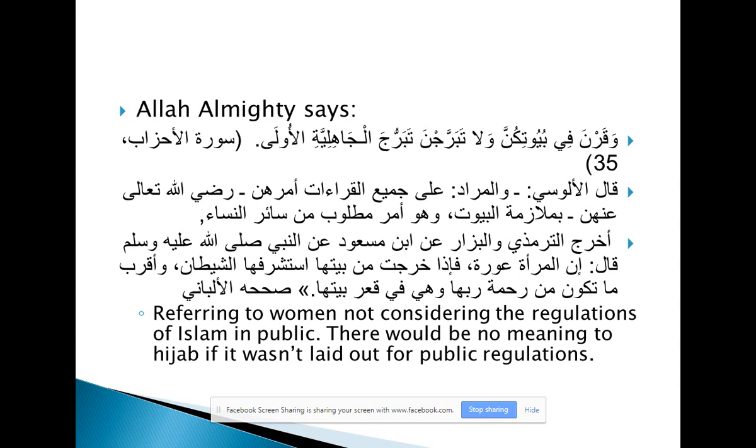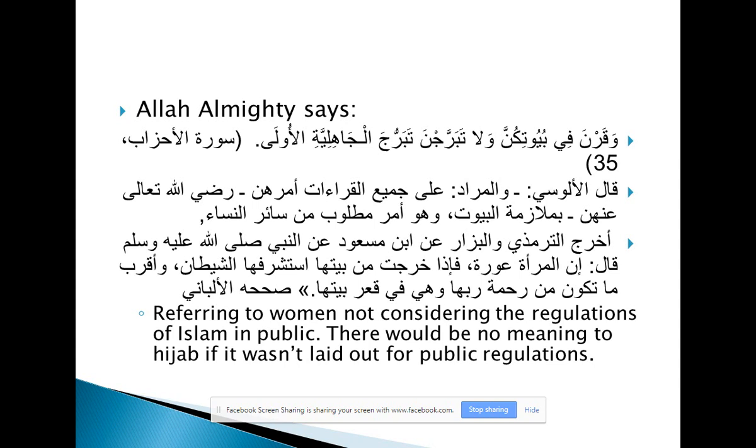Al-Alusi, who was a scholar, there are actually different Alusis, but this is the scholar of Tafsir. He wrote a book called Ruh al-Ma'ani. Ruh al-Ma'ani, it's a book of Tafsir. And in his book, he mentions that this is on all the Qira'at, on all the variant readings, that this order is for the wives of the Prophet ﷺ and also for all the Muslim women, to take as an example.